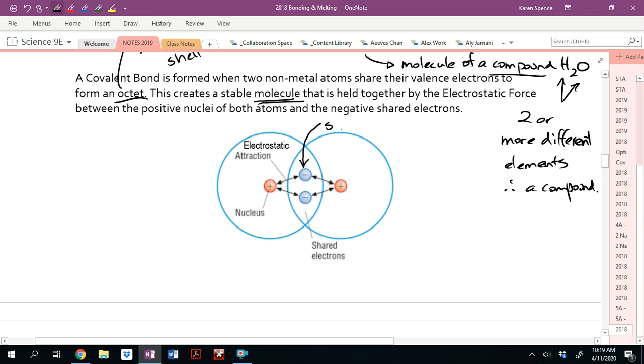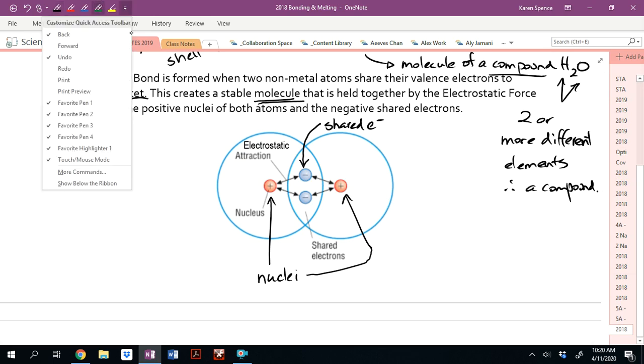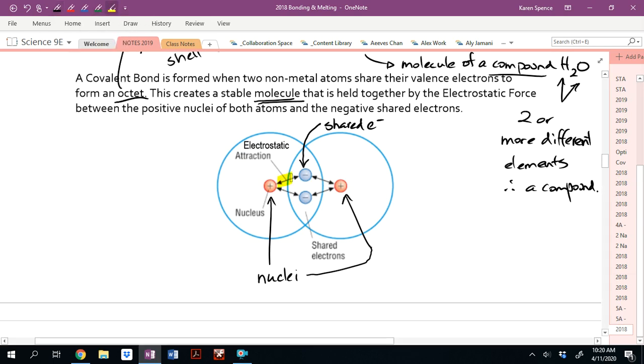Shared electrons would be like the pens, and the positive charges, those are the nuclei. And what's holding these bonds together? It's that attraction between the nuclei and those shared electrons. Okay? There's our attraction there between the nuclei and the shared electrons.